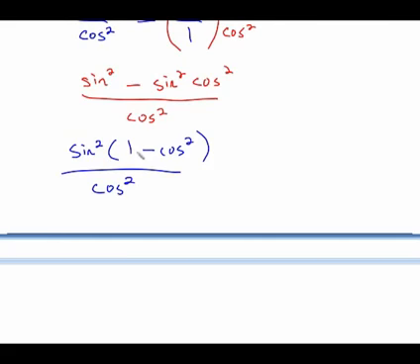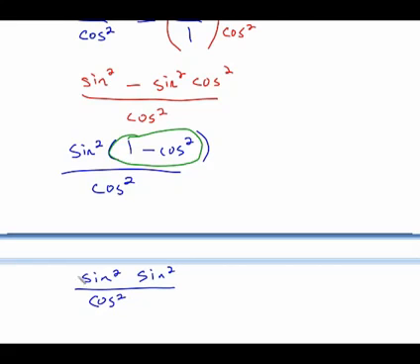And then now, 1 minus cosine squared, if you look on your Pythagorean Identities chart, this is sine squared, right? This right here is sine squared. So I'm going to have sine squared times sine squared over cosine squared. And then next thing, you should recognize right here, sine squared over cosine squared gives me tangent squared.